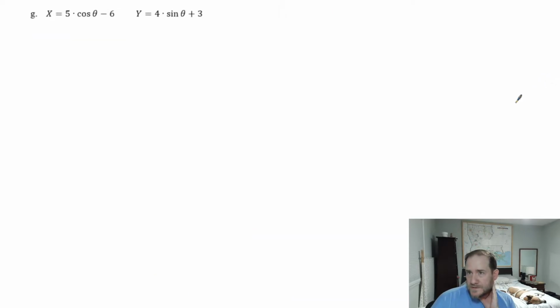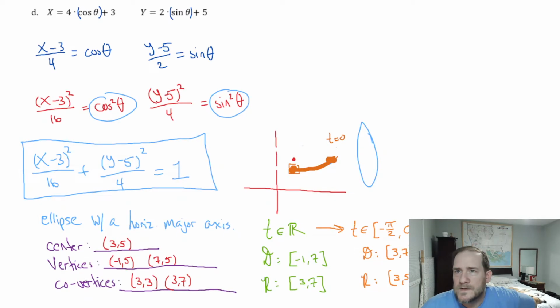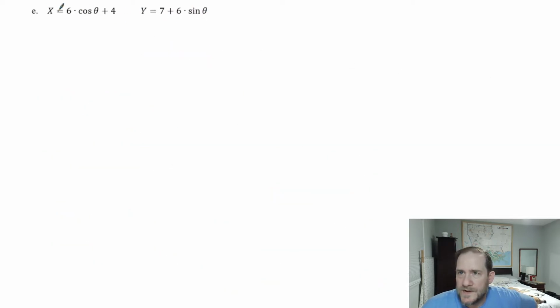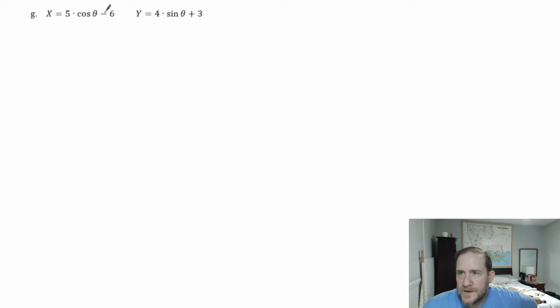And then there's G, which looks the same. I'm not doing G. Am I doing G? So E is cosine, sine. D is cosine, sine. Now this had different coefficients, so it was an ellipse. This had the same coefficient, so it's a circle. But how's G different from anything? It's got a minus here, so what? It doesn't do anything. If there was a negative coefficient on one of the trig functions, I'd say that would do something.